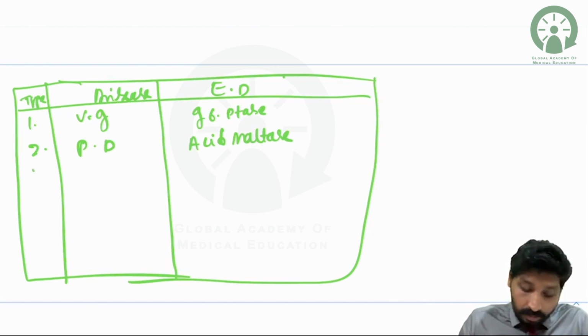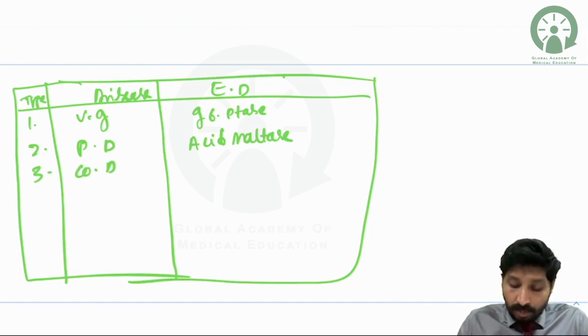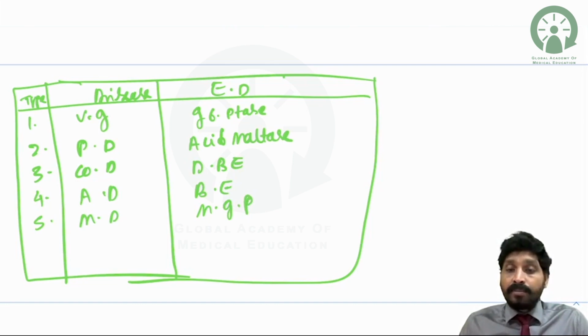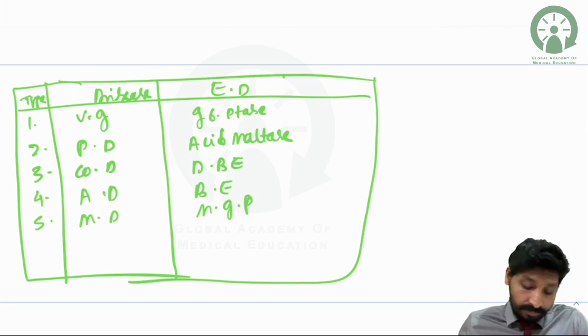Type 3 is Cori's disease, so C followed by D: debranching enzyme deficiency. The fourth one is Andersen disease, A followed by B: branching enzyme. The fifth one is McArdle disease, because of muscle glycogen phosphorylase enzyme deficiency, M to M. Exercise intolerance is one of the key features.